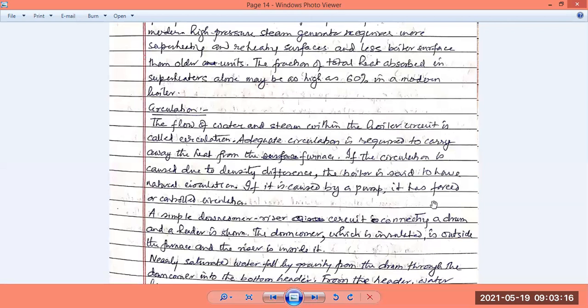The boiler circuit can be designed for the maximum movement due to natural circulation, where the weight of the liquid water, which is heavier than the steam, is used naturally to move the full flow of liquid water and steam vapor inside the system. A simple downcomer riser circuit connected to a drum and header is shown on the next page. I will go to the next page.